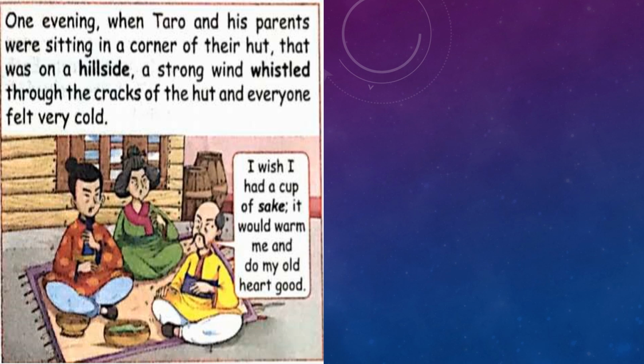Okay, so the three of them are sitting over here, and over here, you can see that there is a box and an arrow towards the father. Means these words are spoken by the father directly, in direct speech. So he was saying that I wish I had a cup of sake.